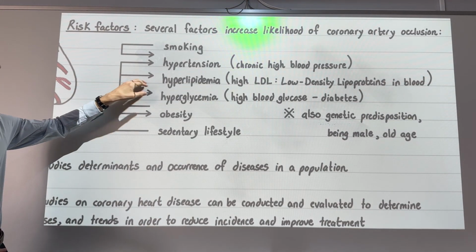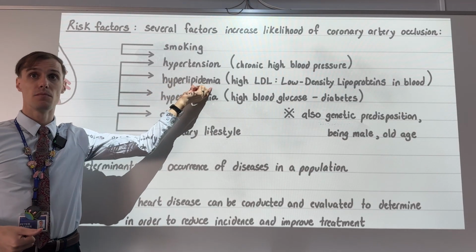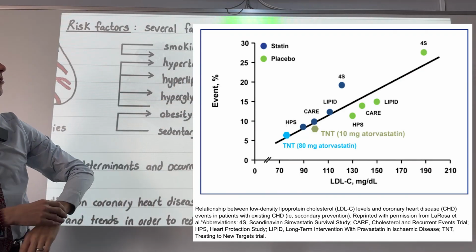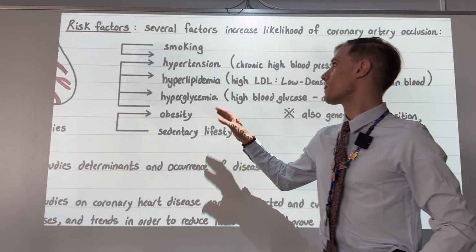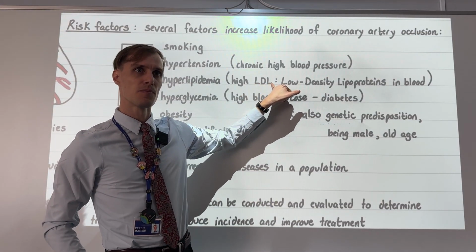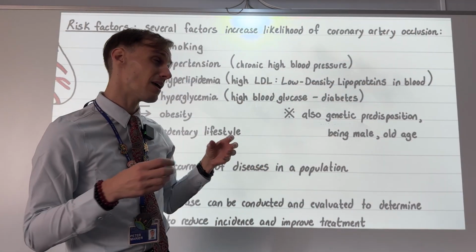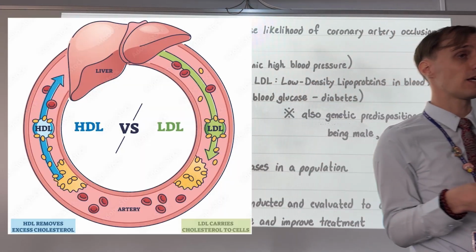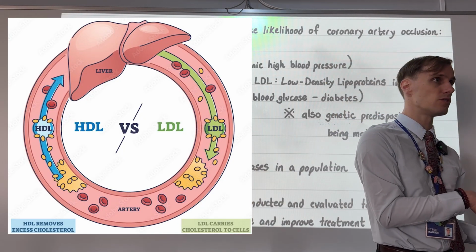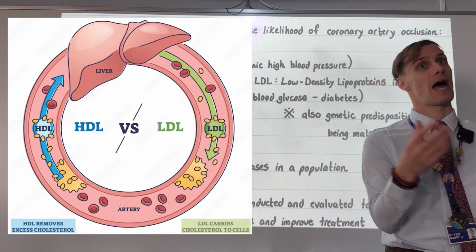Another risk factor here is hyperlipidemia. Hyper, again, meaning high. Lipid, meaning that there's a high amount of lipid in the blood. This is a result of high LDL. What LDL stands for is low density lipoproteins. And so in your body, you have both LDL and HDL. They effectively do opposite roles. LDL cholesterol delivers cholesterol from your liver to the tissues, whereas HDL takes excess amounts and brings it back to the liver.